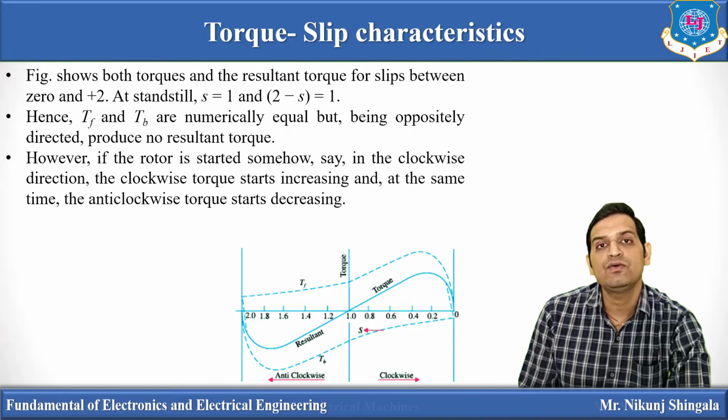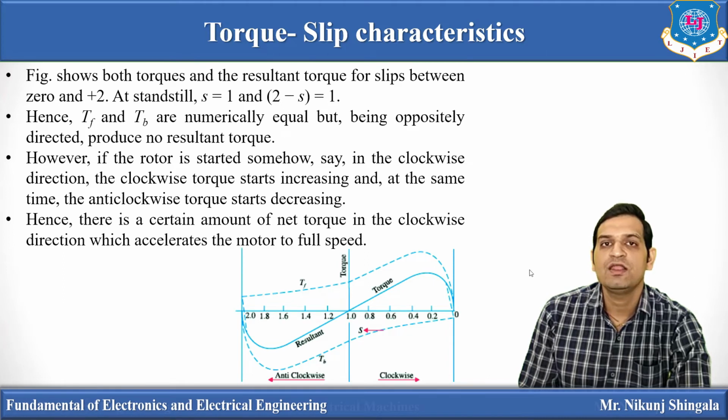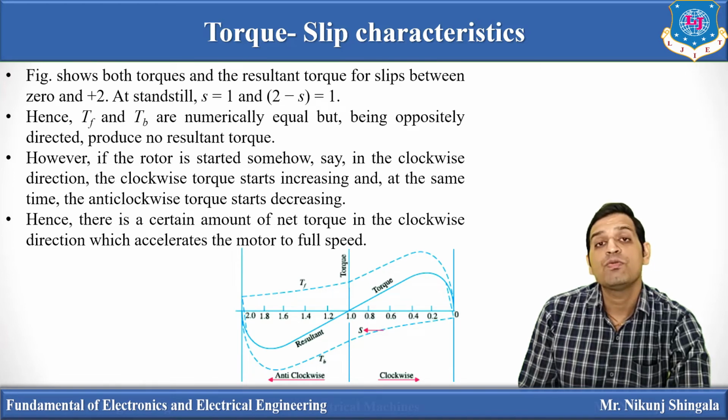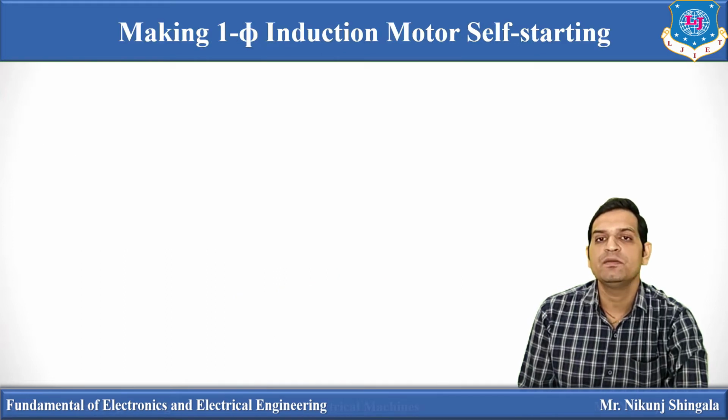Now if the rotor is started to rotate in one particular direction, say in the clockwise direction, by some spinning mechanism, then the clockwise torque will start to increase and the anti-clockwise torque will start to decrease. Hence there is a certain amount of net torque in the clockwise direction, and because of that the motor will try to rotate. The rotor will rotate at full speed in one particular direction. So some spinning mechanism should be provided to the single phase induction motor so that it will start to rotate in one particular direction. So let us see how a single phase induction motor can be made self-starting.